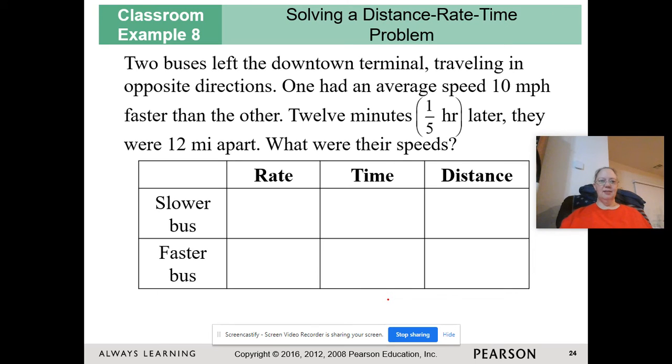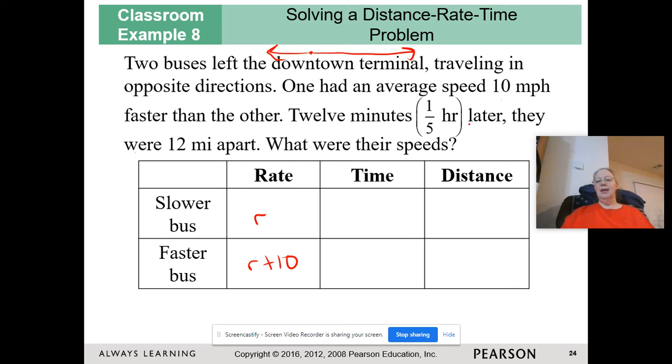All right, again, we've got two buses. So we've got a slower bus and a faster bus. They almost never travel the same speed. So they're going in opposite directions. So again, we've got one going this way and one going this way. One had a speed of 10 miles per hour faster than the other. So I don't know what my rate is, but this guy is 10 miles per hour faster than the slower guy.